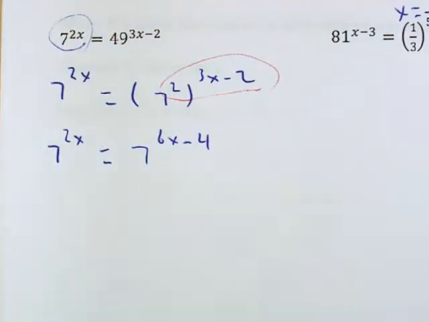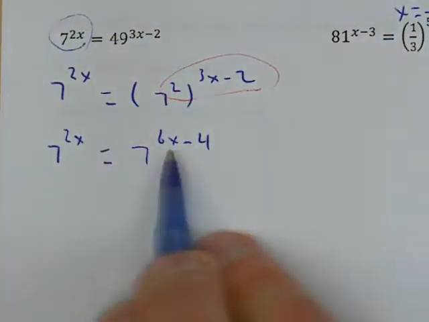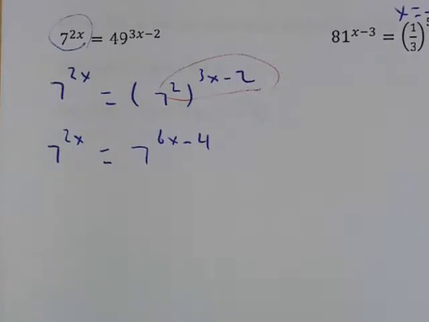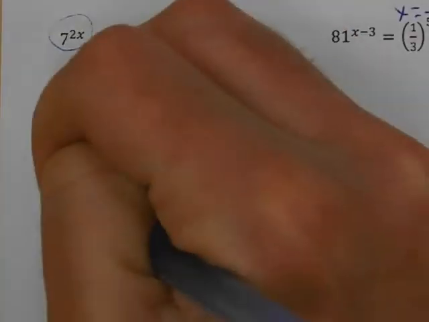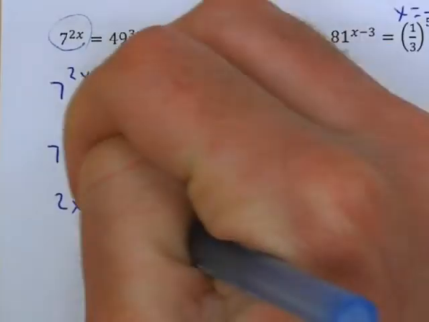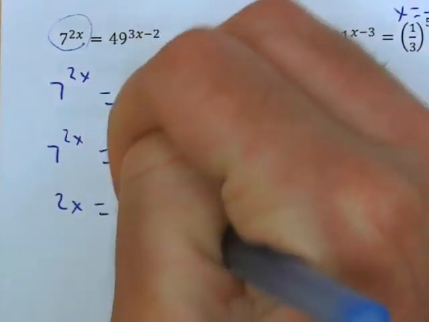All right, and then now that I've got 7 to a power equals 7 to a power, well, now I know my exponents have to be the same. Those have to be equal, so I can set those equal to each other, and we get 2x equals 6x minus 4.